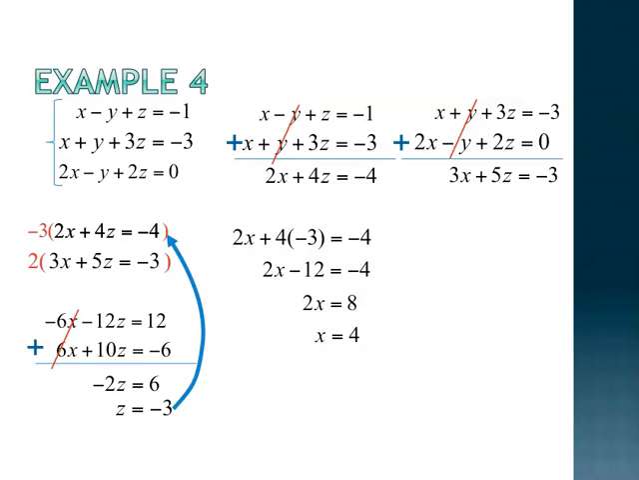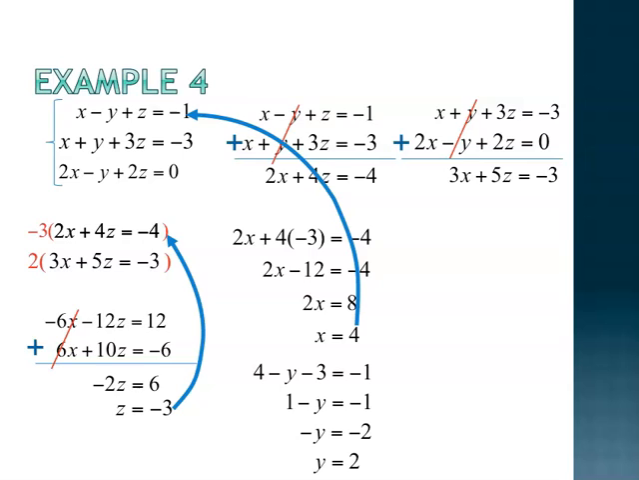Now I have to go back to one of the original equations that had things in terms of x, y, and z and go ahead and plug in. So let's say we take the first equation there. So we have 4 minus y plus negative 3 equals negative 1. And now I can solve for y. So I have 1 minus y equals negative 1. Negative y is equal to negative 2. And so y is equal to 2. So we actually solved for all 3 variables here. X is equal to 4, y is equal to 2, and z is equal to negative 3.